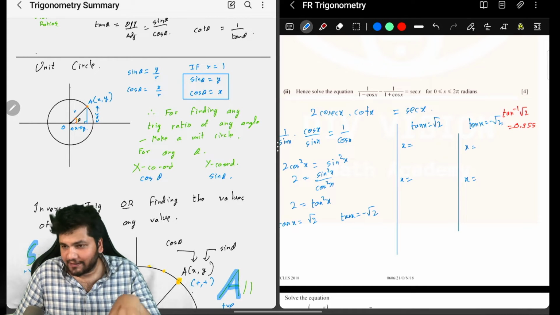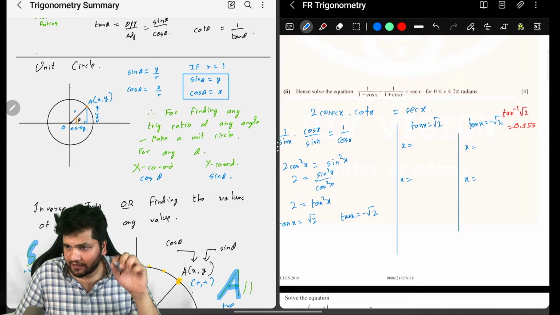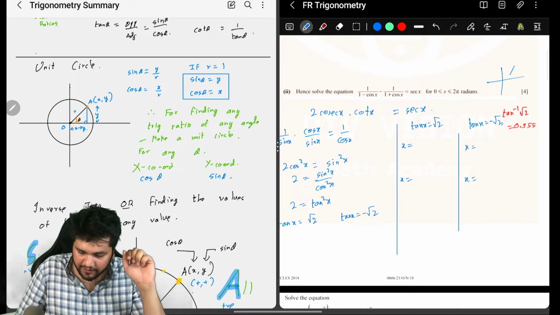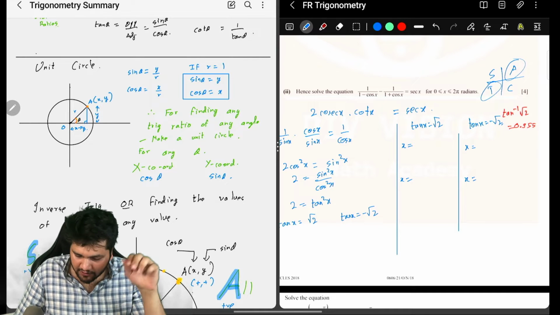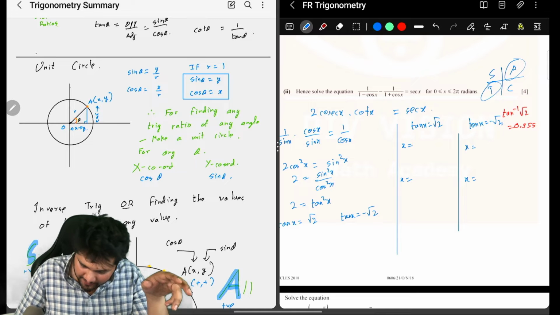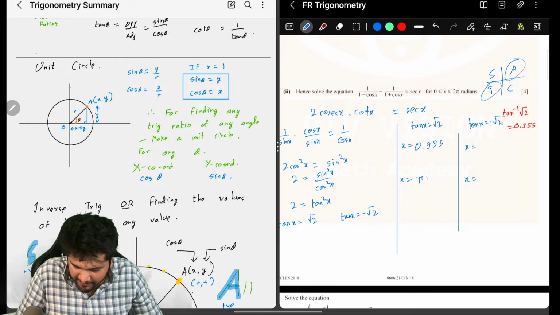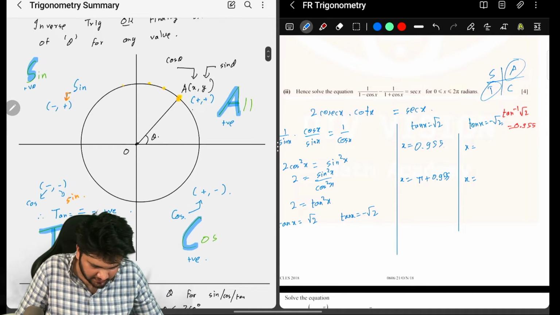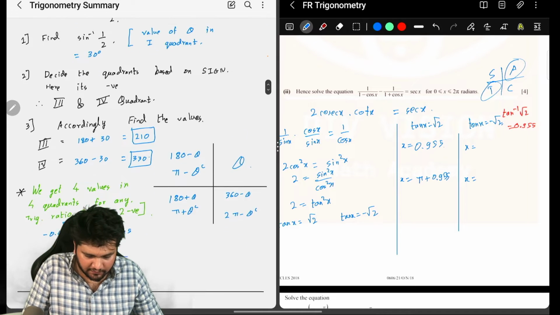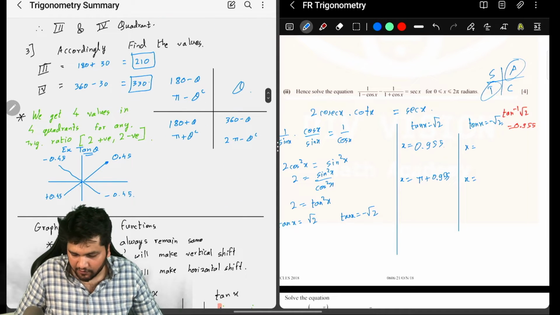As you can see, when it is tan x is equal to root 2, then we will get positive tan in first and third quadrant according to ASTC, right? So here and here I'll get positive. So for first quadrant it will be as it is, which is 0.955, and in the third quadrant it's going to be pi plus 0.955. As you can see, I have mentioned it here as well. Where is it? Yeah, here, pi plus theta, third quadrant.